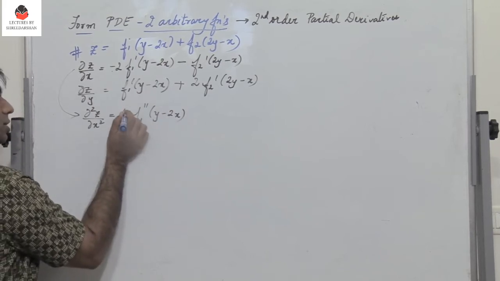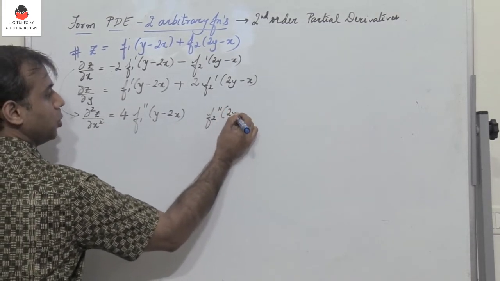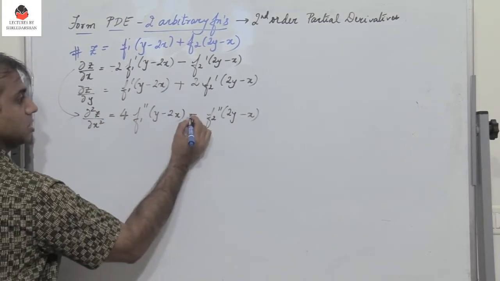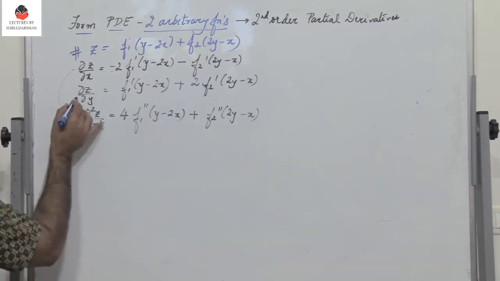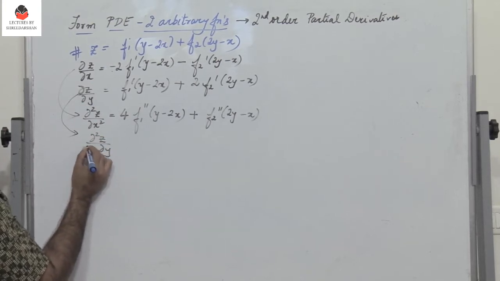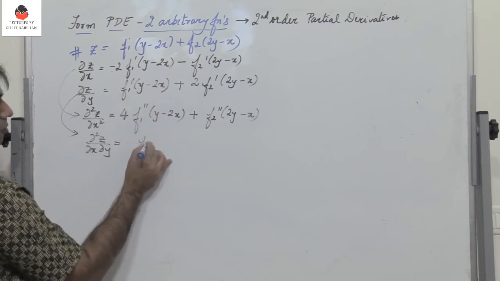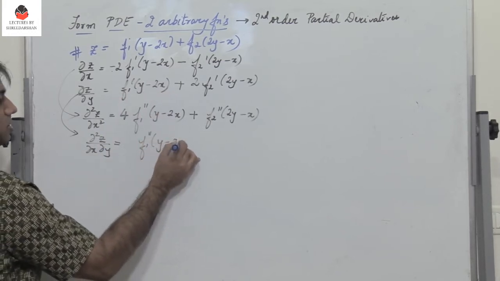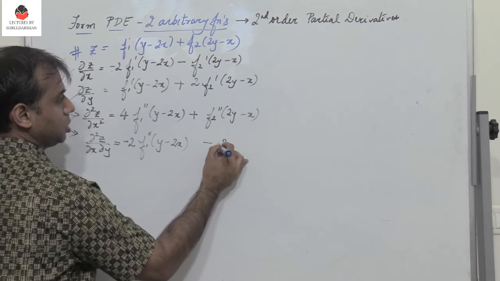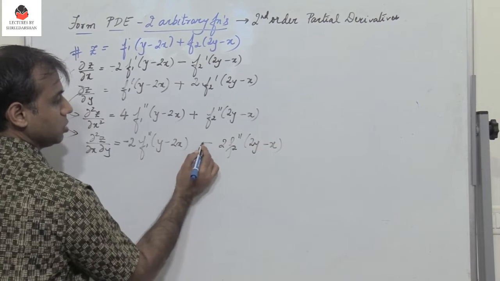So minus 2 into minus 2 gives us plus 4. And then you have f2'' (2y minus x) into minus 1. There's already one minus sign here, minus into minus becomes plus. Now differentiating this with respect to x, you get ∂²z/∂y∂x equals, partially differentiate this with respect to x, so you get f1'' (y minus 2x) into minus 2. Then you have 2 f2'' (2y minus x) into minus 1, so that's why I put the minus sign here.